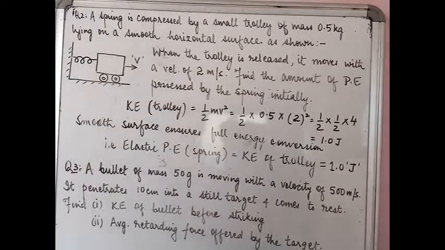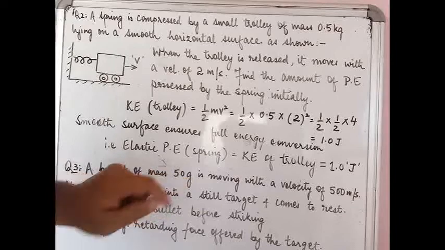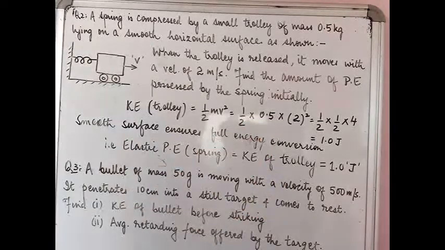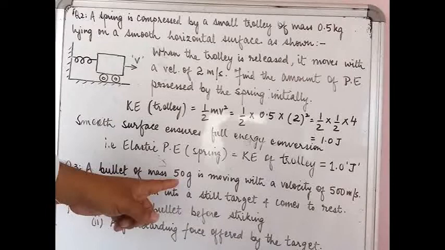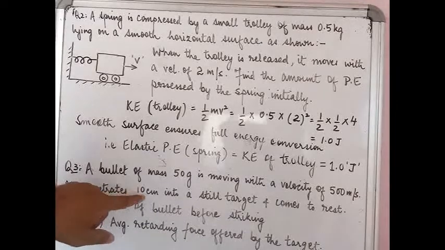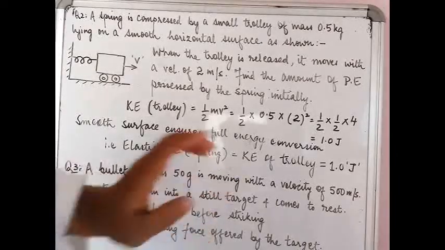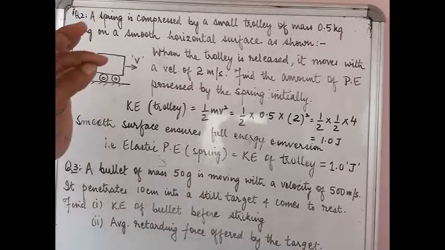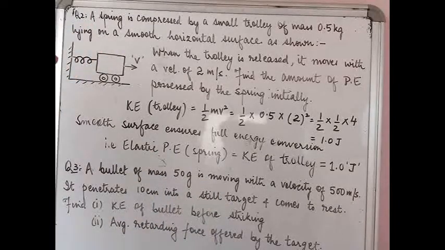Now coming down to the third question in this sequence, please read the question. A bullet of mass 50 gram is moving with a velocity of 500 meter per second. So this bullet has been fired from a gun. The mass is 50 grams and it is moving with a velocity of 500 meters per second. It penetrates 10 centimeter into a still target. So this bullet, which was moving with some velocity, struck a still target.